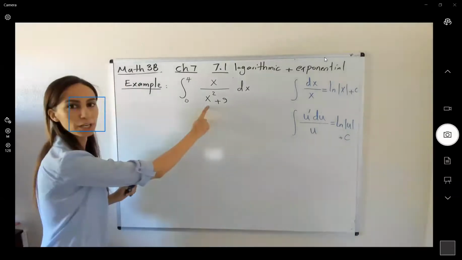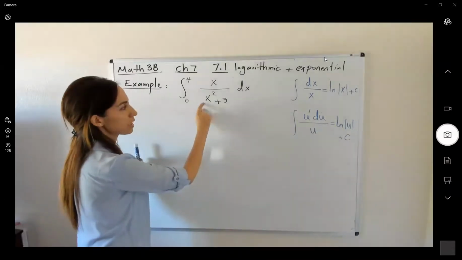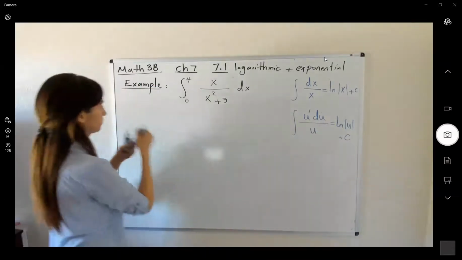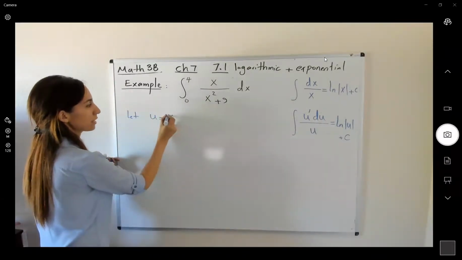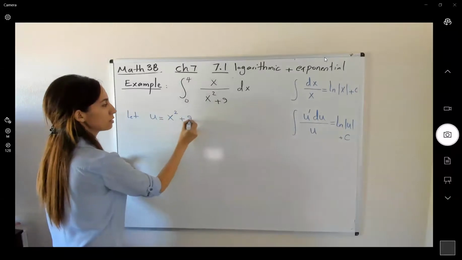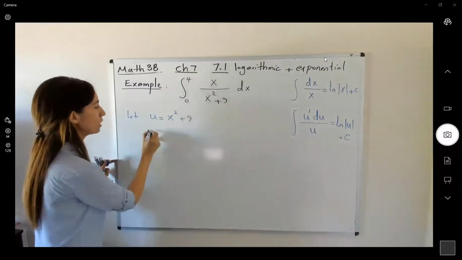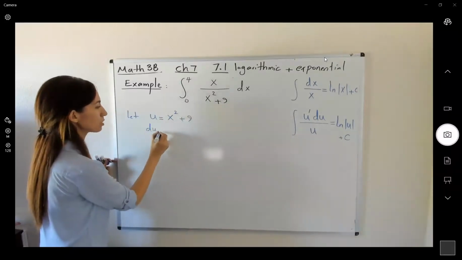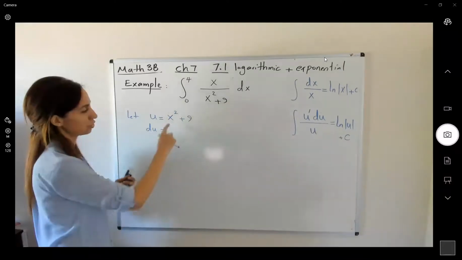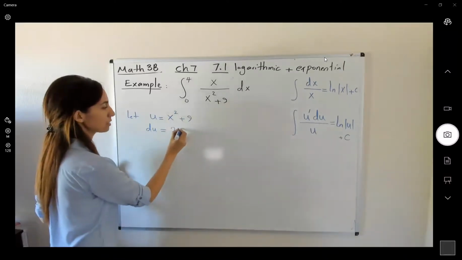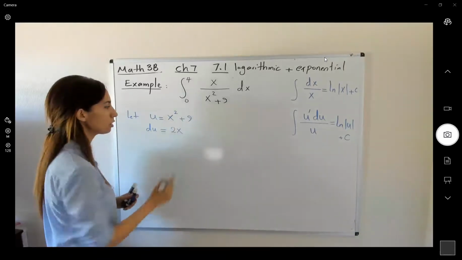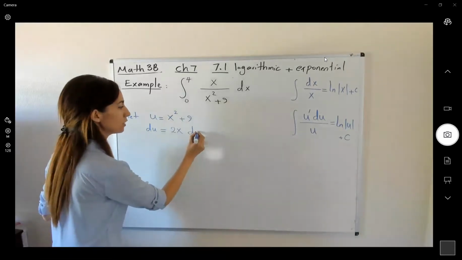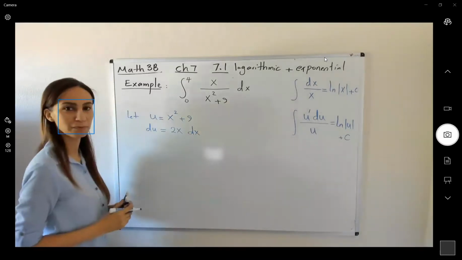Look at your denominator. Your denominator is x squared plus 9. So let u be x squared plus 9. What is du? What if I take the derivative of both sides? The derivative of x squared is 2x. The derivative of 9 as a constant is just 0. And we are taking the derivative with respect to x.